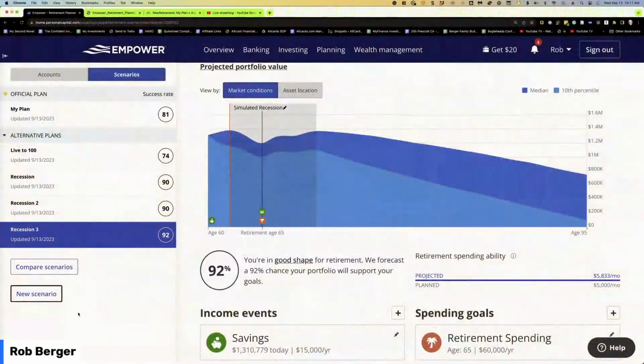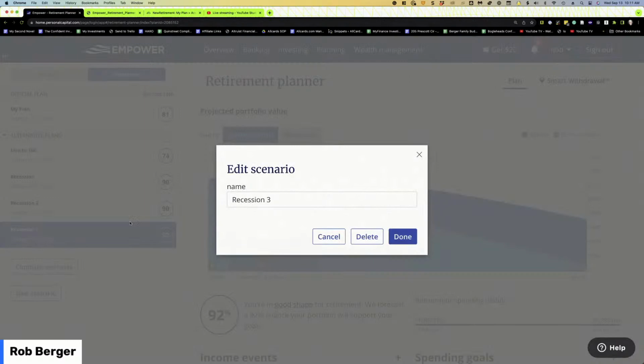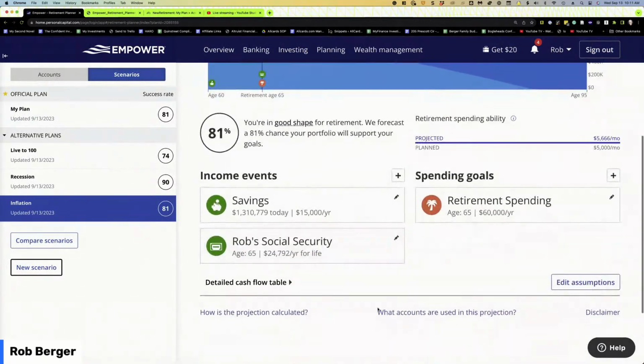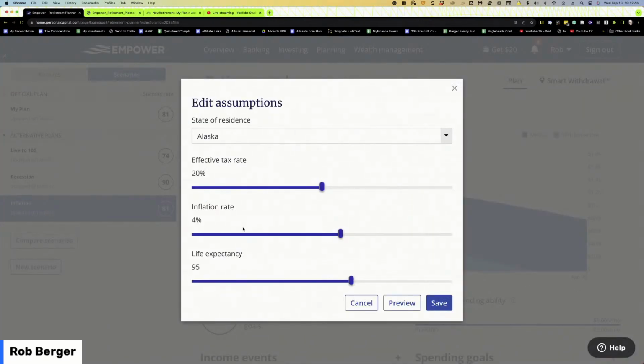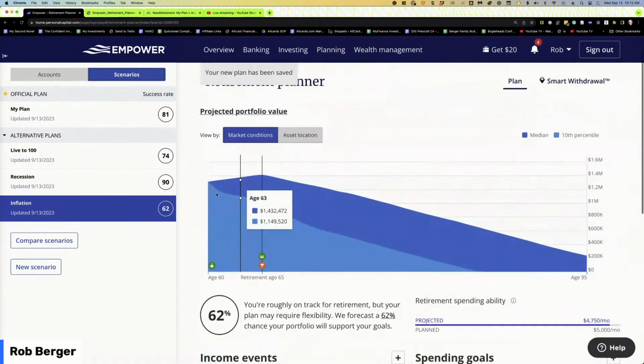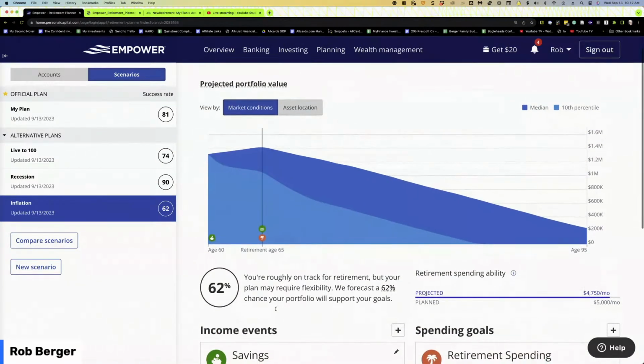All right. We'll look at a couple more. I'm going to delete some of these just to clean it up a bit. We'll do another scenario and we'll just call it inflation. And we'll go down to edit assumptions. Now, here with inflation, the only way you can change it in Empower is an overall inflation rate that will apply throughout your entire retirement. With new retirement, you can get a little more nuanced with it, which I'll show you in a minute. But we'll just go to, I don't know, 5.5%. And it dropped pretty significantly, down to 62%.